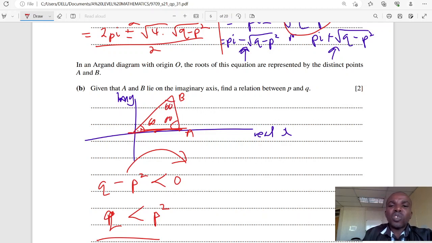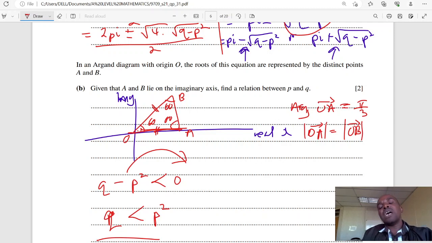Then the other item: the argument of OA must be equal to 60 degrees, which is pi over 3. Or I can say OA is equal to OB, so the modulus of OA must be equal to the modulus of OB. So these are the two items that I'm supposed to use.